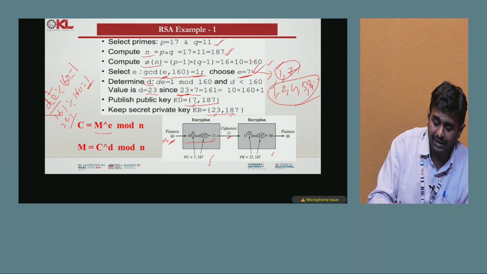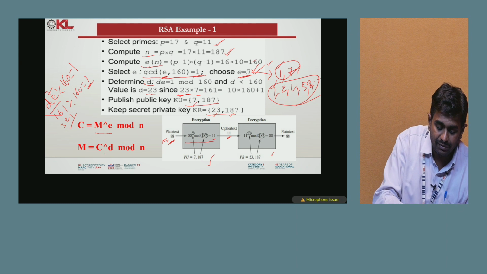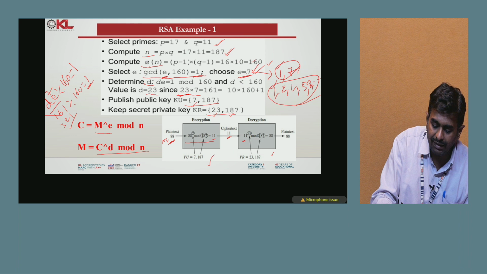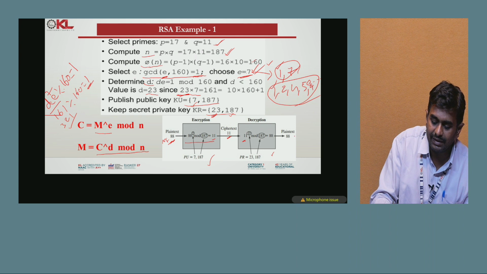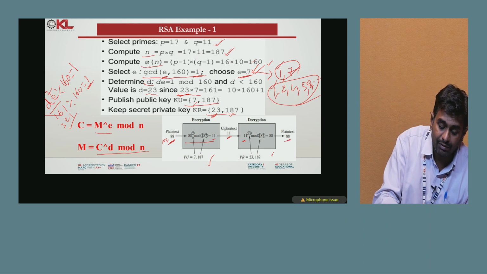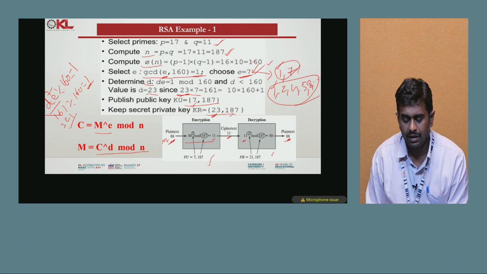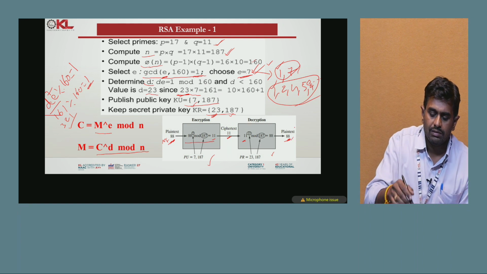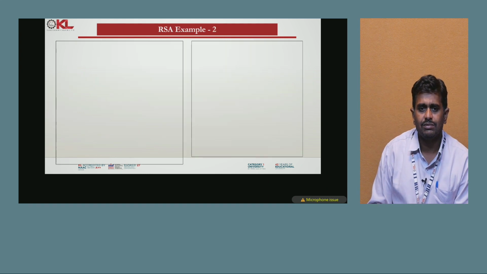Now on the destination side, based on the private key, we need to decrypt this ciphertext value. So what is the formula? M equal to C power d mod n. The C value is 11, so 11 power 23, where 23 is the d value, mod 187 equal to the original 88. Here the original message is 88. If you are not getting this 88, there is some problem in your calculations. So this is one example.